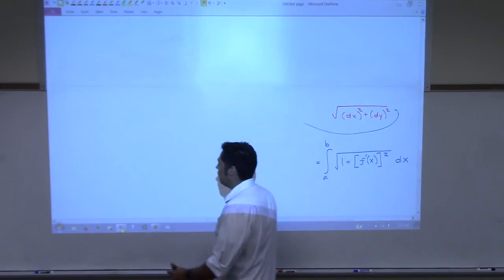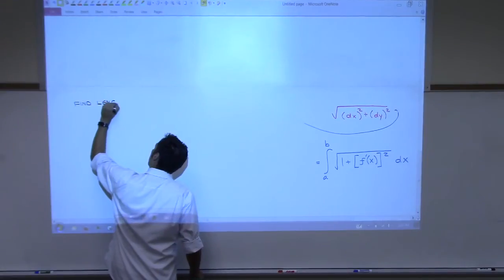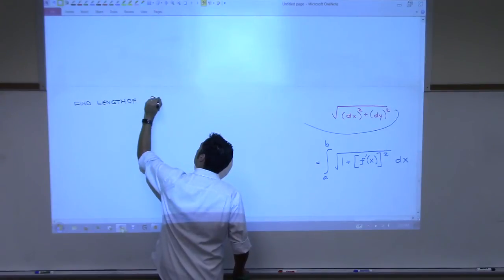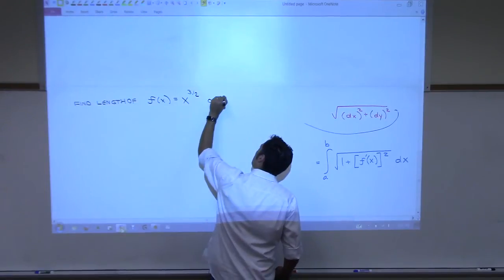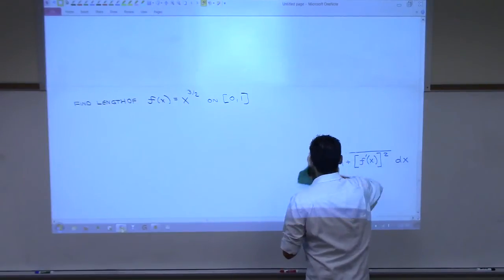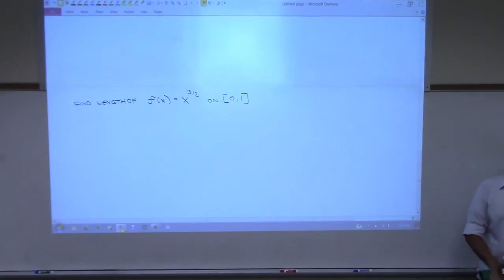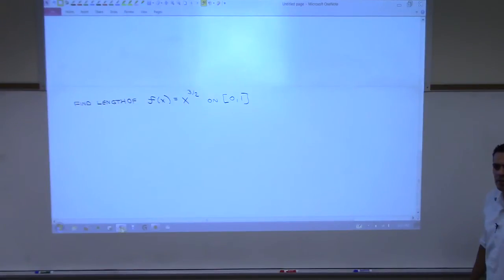All right, we start out easy. All right, let's find the length of f of x equals x to the 3/2 on the interval 0, 1. So we could graph this on our graphing calculators and we would see what it looks like, but we just want to find its length. And we don't need to draw any pictures, okay? For arc length, no pictures need to be drawn. You can just go straight to the formula.